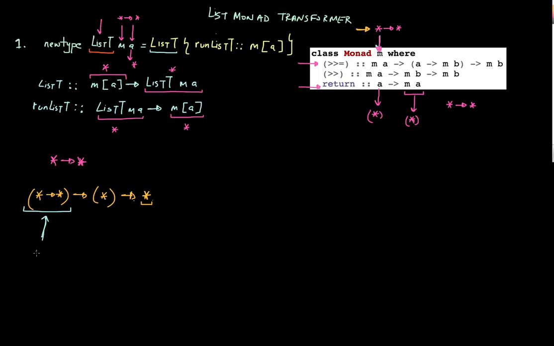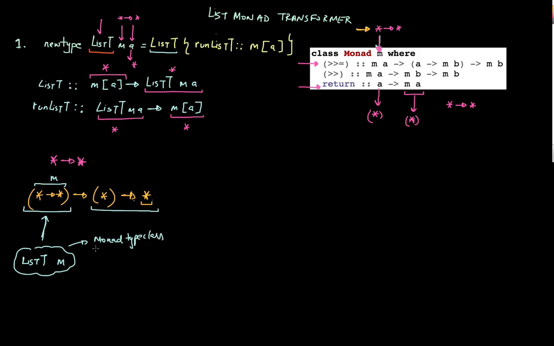Okay, so how do I do that? I'm going to take my list T, and I'm going to pass in the type variable, in this case M. List T of M, where this entire piece over here is my M, is going to have the following kind signature going from a star to a star. So now I can make this an instance of the monad's type class.